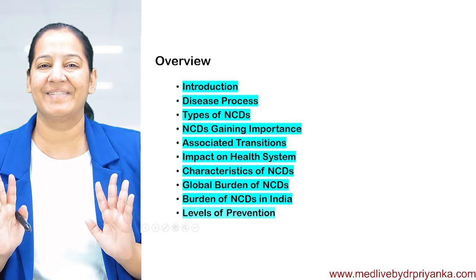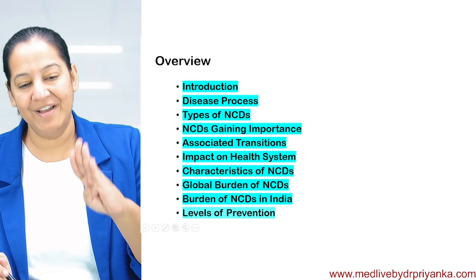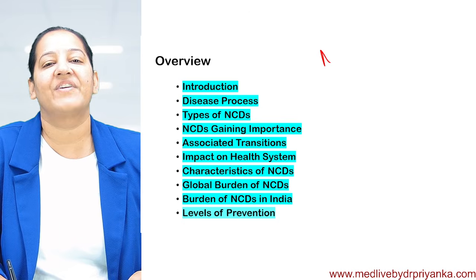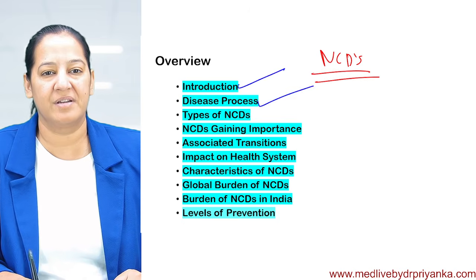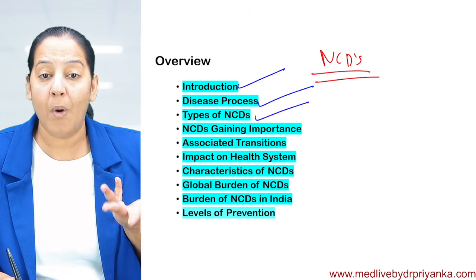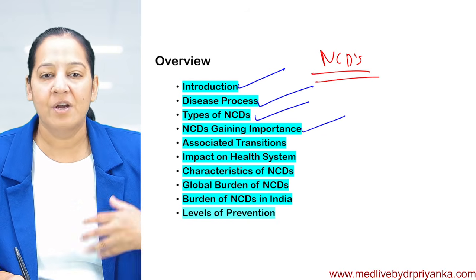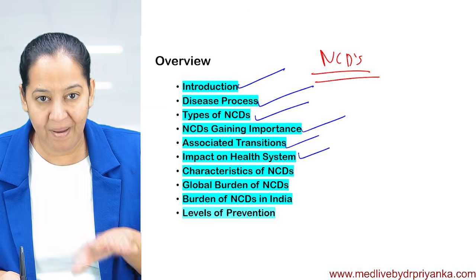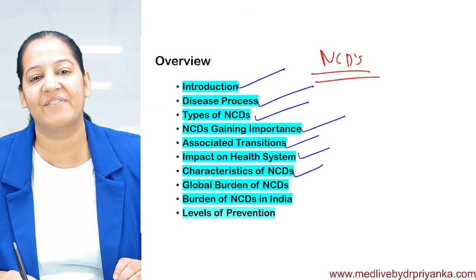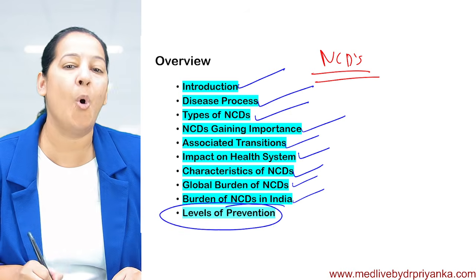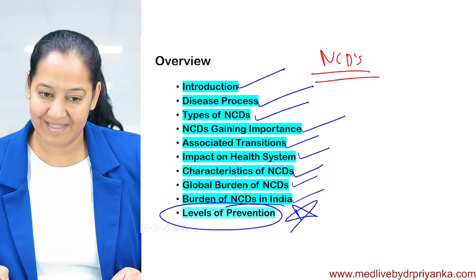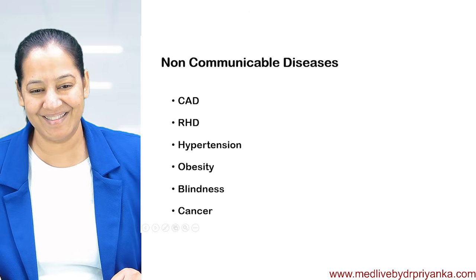I guess you all are oriented now and you are ready to fly. You got the overview of NCDs, the non-communicable diseases. I taught you the introduction, disease process, types of NCD, why NCDs are gaining importance nowadays, what the associated transition is, what the impact on the health system is, what the characteristics of NCD are, global burden, India burden, national burden, and finally, most important, I must say, the levels of prevention. Okay, now let's start.